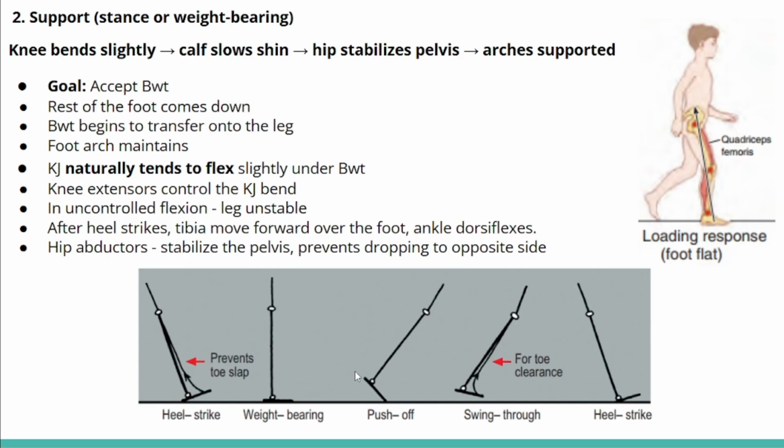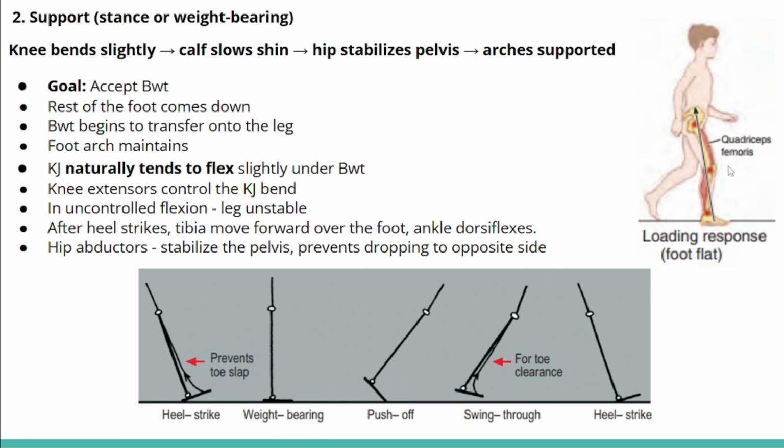And then the second phase is support stance or weight bearing. You can see the entire foot has already touched the ground. The goal of this phase is to accept the body weight safely onto the stance leg. So now the rest of the foot from the heel strike phase has come down entirely, and the body weight begins to transfer onto that leg. Still in this phase, the foot arches also need to be preserved, and this preservation is ongoing.